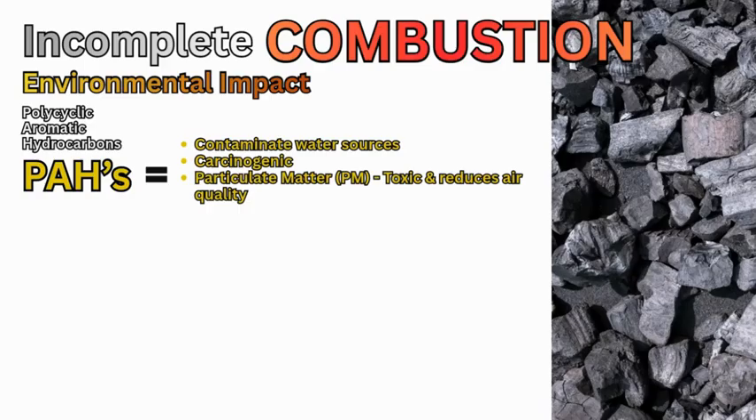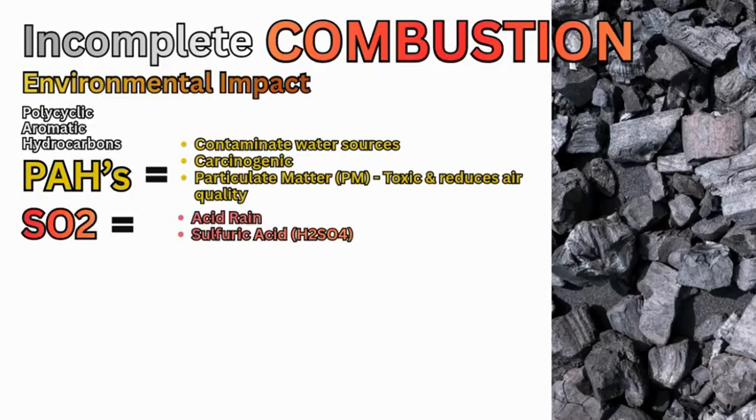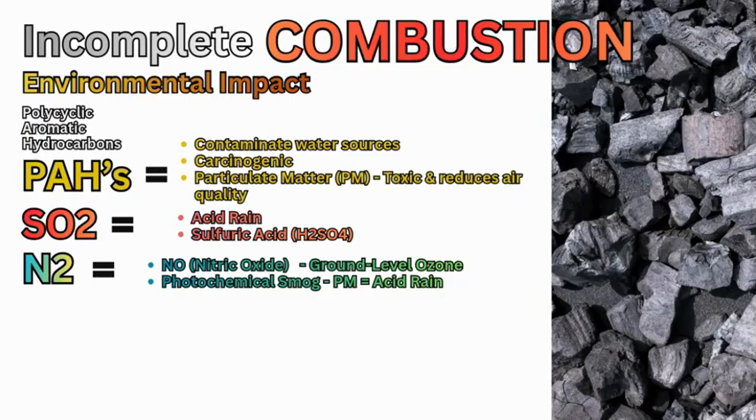Then you have the SO2, which with complete combustion is SO3, which is toxic by itself, but incomplete SO2 can add into producing acid rain, and also with the addition of hydrogen produce sulfuric acid, H2SO4, which can cause severe damage to the environment. Then you have the nitrogen, N2 or NO, which is nitric oxide, which can form ground level ozone and tropospheric smog, and also add into particulate matter to create acid rain as a secondary pollutant.